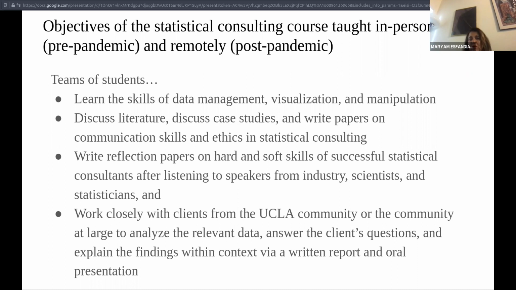We have also closely worked with the UCLA community and the community at large to help them conduct data analysis. At the very end, we give them a presentation as well as a final report and an interpretation of data within context. This collaboration has been very successful. We've done it with the medical school, on campus, and so on. Next slide.